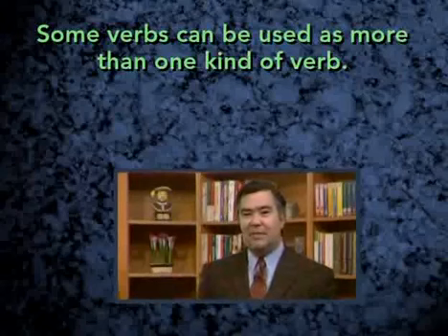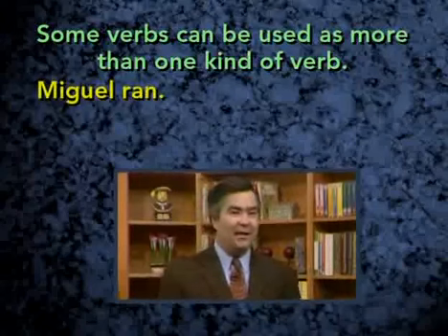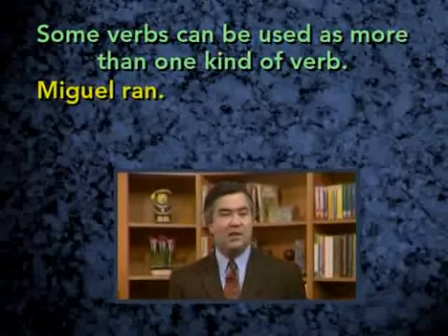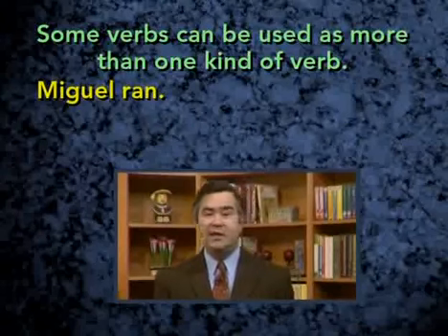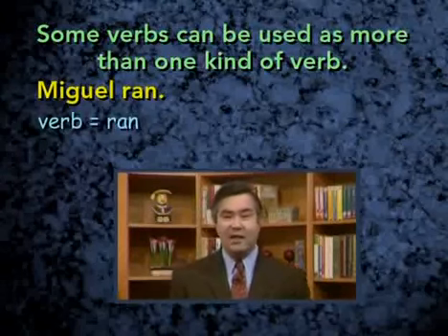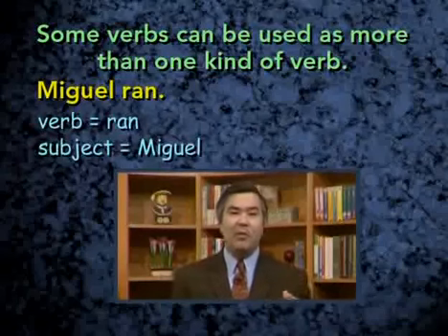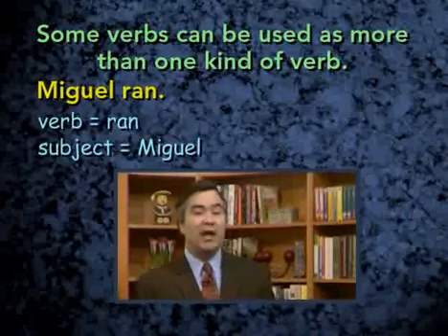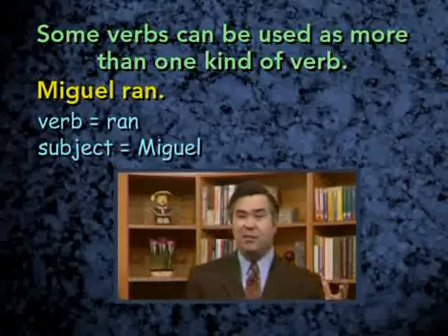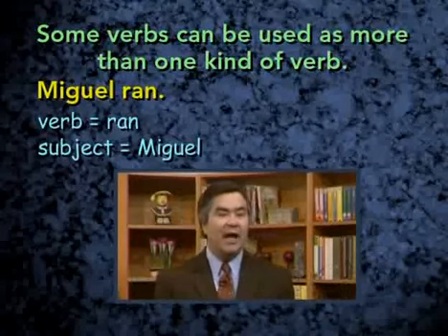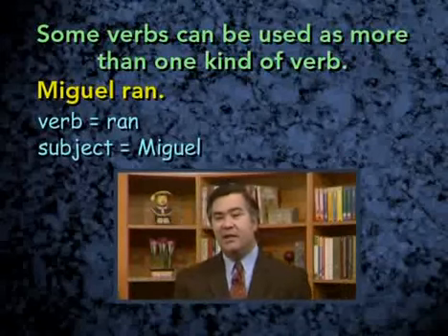Take a look at these examples. Miguel ran. Here's a short sentence which expresses a complete thought in itself. The verb is ran, the subject is Miguel. And when we read this sentence, we understand Miguel ran. Perhaps he's a runner on the track team and went out running this morning. And we could say, well, Miguel ran. This could be a complete sentence.